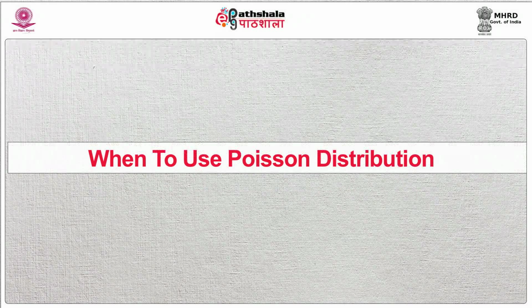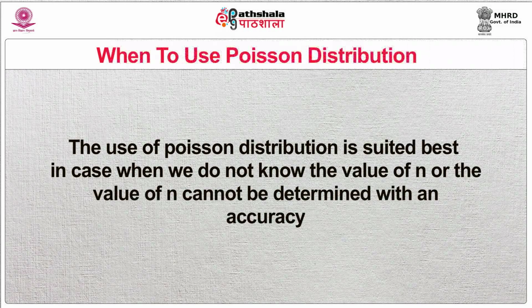Now, when to use the Poisson distribution? The use of the Poisson distribution is best suited when we do not know the value of n or the value of n cannot be determined with accuracy. For example, in a game of football, the total number of goals scored can be counted. However, the total number of goals that could not be scored cannot be counted. Hence, the total sales, the total number of births in a specified time frame, and the total number of pages in a book will form examples of the Poisson probability distribution.